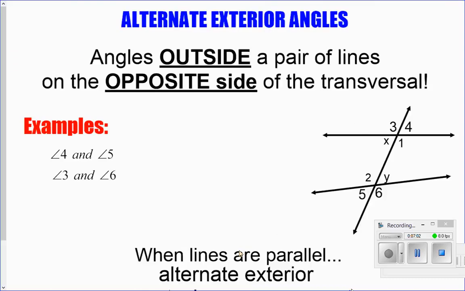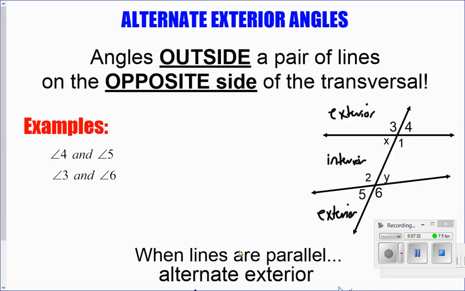Okay, alternate exterior angles. So it is what it sounds like. We have opposite sides of the transversal again, but this time the angles are on the outside. So if you recall in our last diagram, if I add that same information to this diagram, this is the interior of the two lines. This is the exterior. And again, this is the exterior.